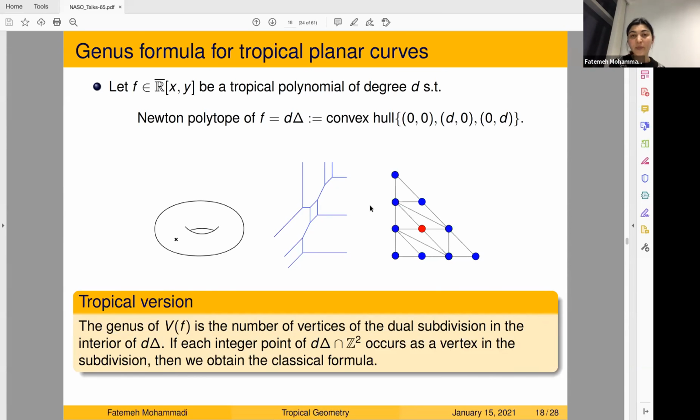Okay, perfect. So is there any question here? I didn't understand the last sentence. If each interior point occurs as a vertex in the subdivision, so what's a non-example of that?